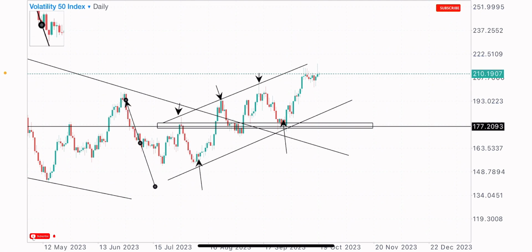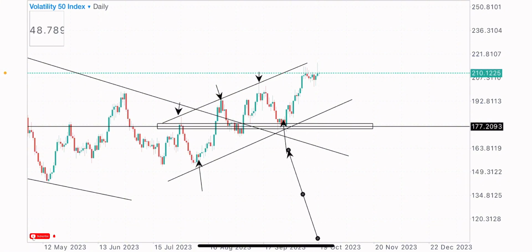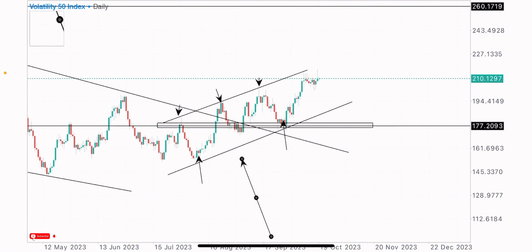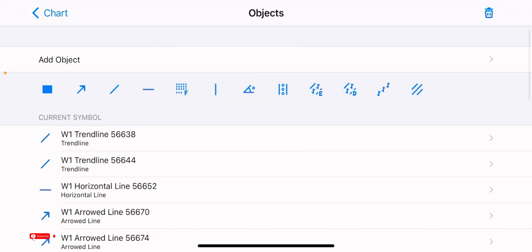Resistance at this zone, because price sold to the downside, came back to it, gave the retest on it, then sold to the downside again, and finally broke above it at this point. Bought from it as a support: break and retest of a resistance level turned to support, the price to the upside, with the retest on it as well at this point. So this has been a key level, an important level basically.